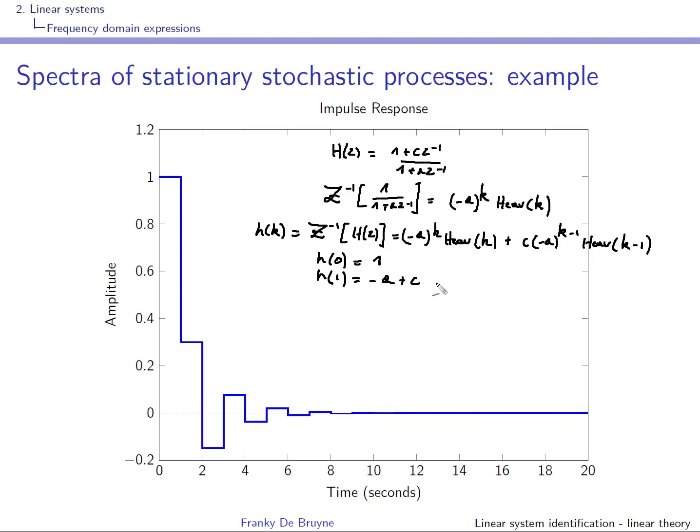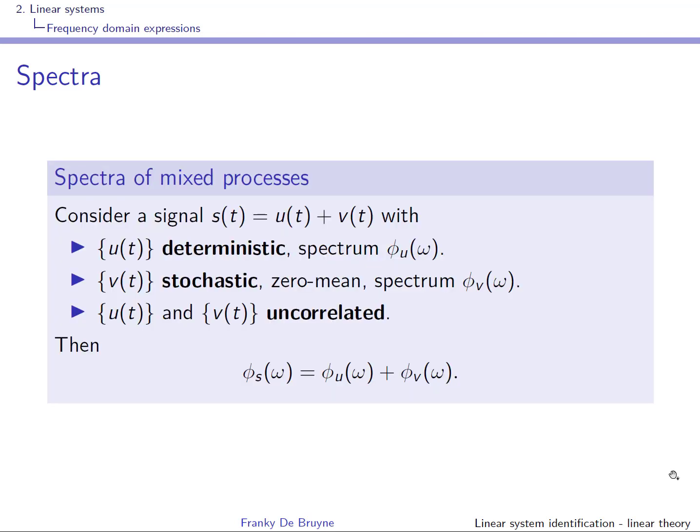So in our case over here, this is minus 0.5 plus 0.8, so this is indeed 0.3, so this is correct. So previously we have looked at the spectrum of a stochastic process. Now we look at the spectra of mixed processes.